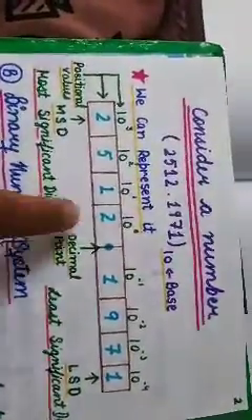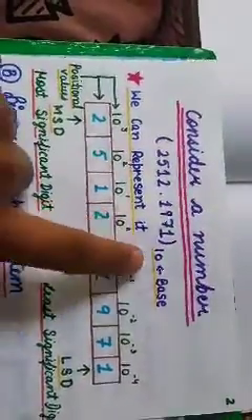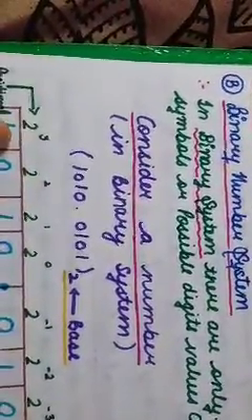These are the position values: 2 raised to power 0. Why do we consider 2? Because 2 is the base. In the decimal number system we consider 10 because 10 is the base. 2 raised to power 0, 2 raised to power 1, 2 raised to power 2, 2 raised to power 3. And this is 2 raised to power minus 1, minus 2, minus 3 and minus 4.